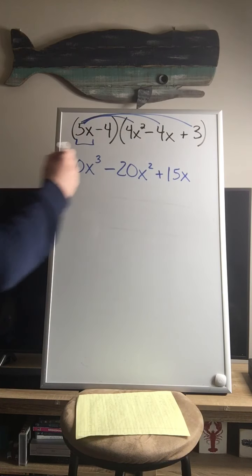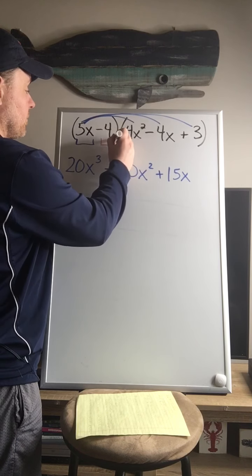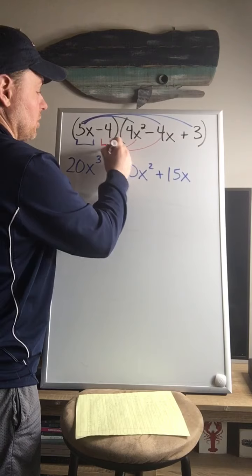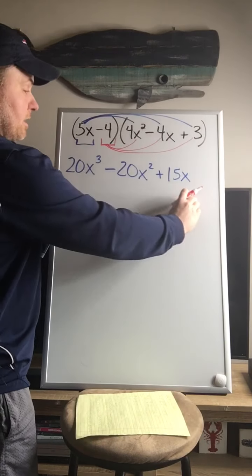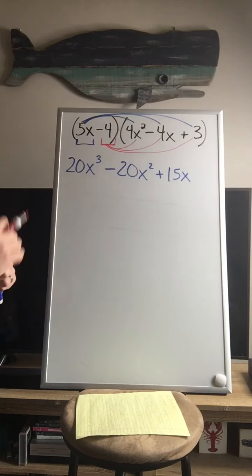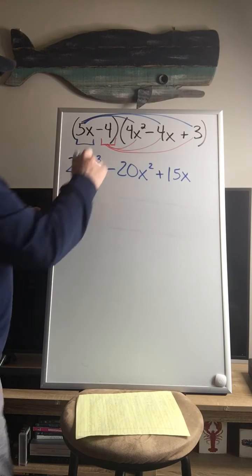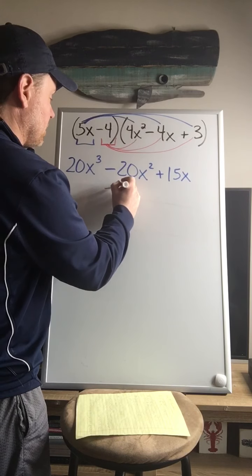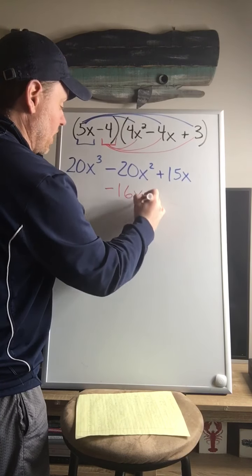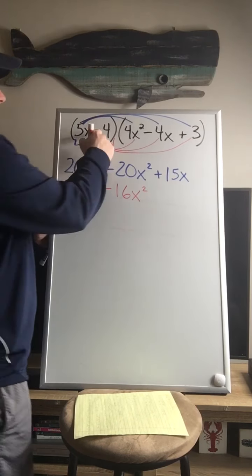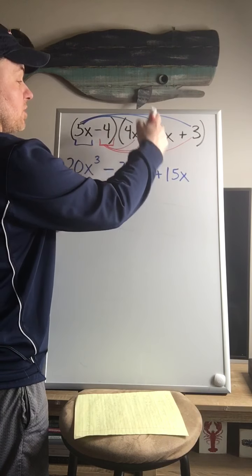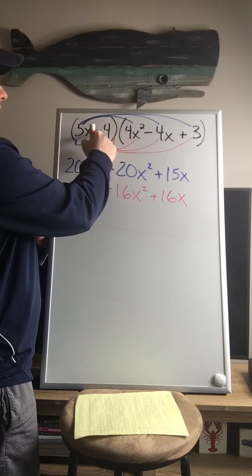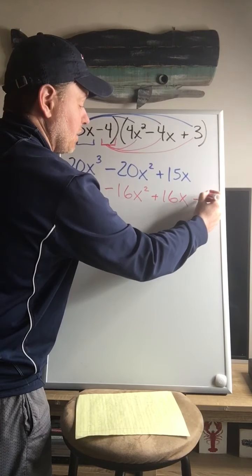All right, now I'm going to go to the minus 4, and I'm going to distribute that to each of those terms. And again, I'm going to write it underneath since I don't really have room on the board to go all the way through. So minus 4 times 4x squared, that'd be minus 16x squared. Minus 4 times minus 4x is going to make plus 16x. And then minus 4 times plus 3 is going to make minus 12.